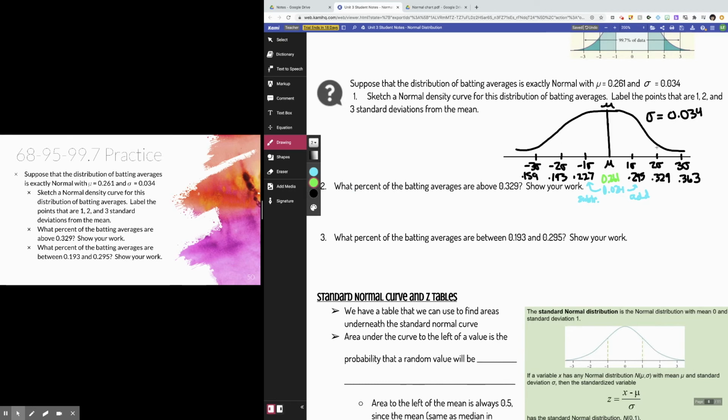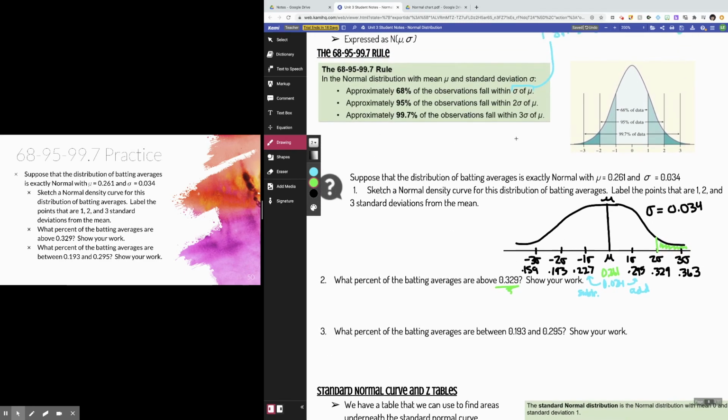So whenever you're doing these things, you always want to draw a line where your boundary is. This number that they give you is your boundary. And they say, I want to go above 0.329, which is this area here. So it's always a good idea to shade the area that you're looking for, okay? 0.329 is on the 2 standard deviations marker.